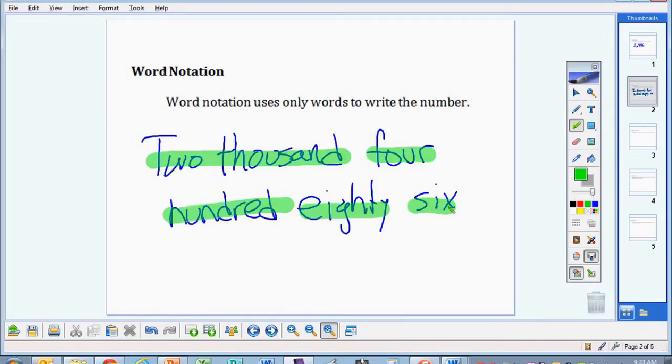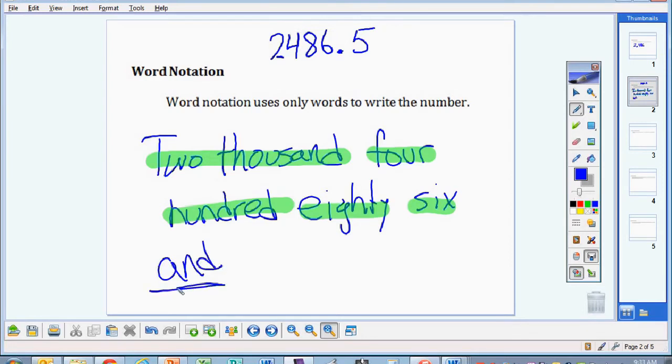If we had a decimal, so for example, the original standard notation was 2,486.5, we would write that as 2,486 and the and is for your decimal point, 5, and then the place value is tenths. So again, word notation is spelling out your word.